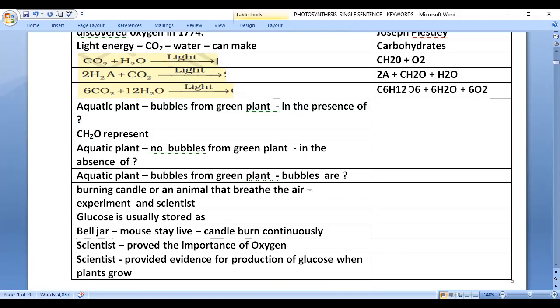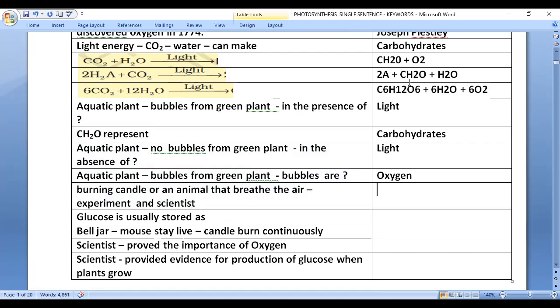Aquatic plant: bubbles from the green plant in the presence of light. CH2O represents carbohydrates. Aquatic plant: no bubbles from the green plant in the absence of light. The bubbles from the aquatic plant are oxygen.